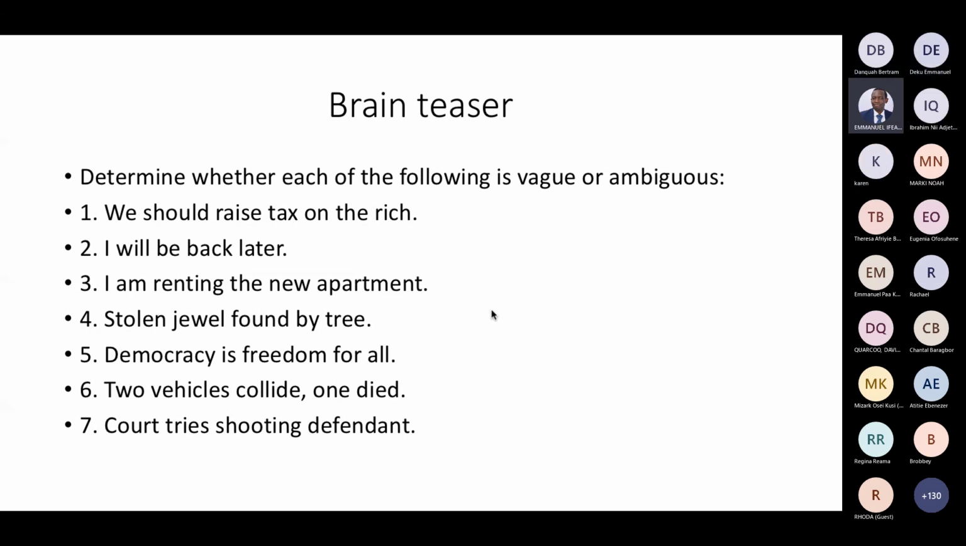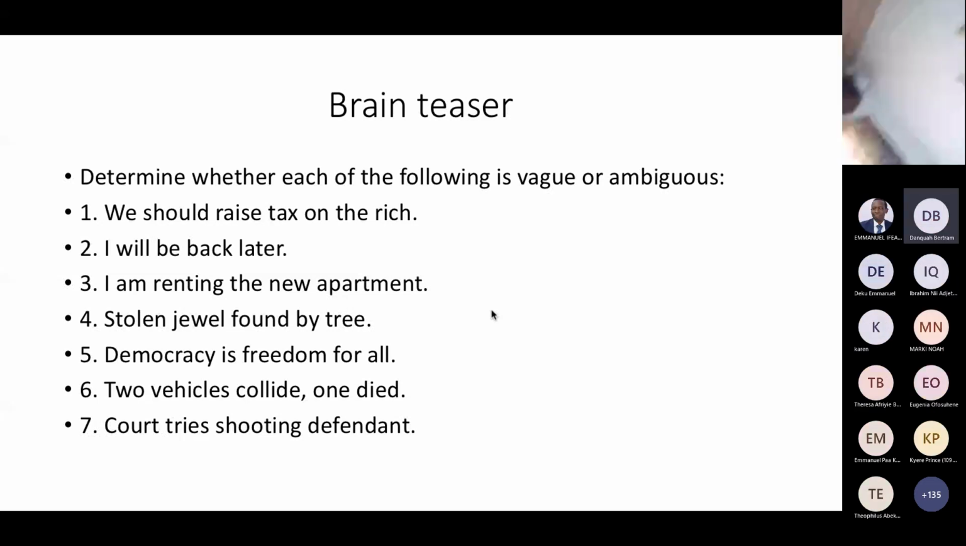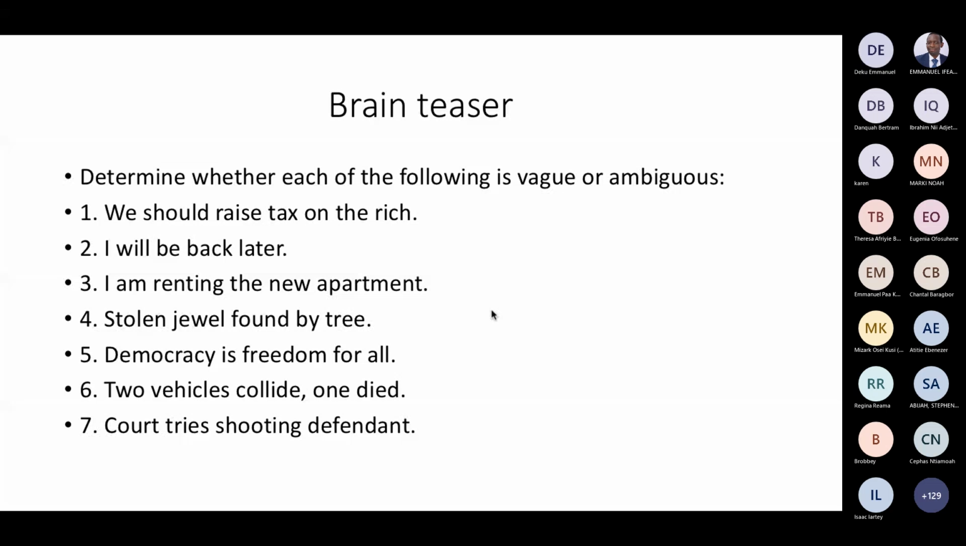So why is it vague? Sir, because, see, we should raise tax on the rich. And the sentence is not clear because... No, I'm talking about number 2. Emmanuel. Oh, I thought we were still on number 1, so I was trying to explain number 1. No, I was asking you to answer the question of number 2, whether it's vague or ambiguous.